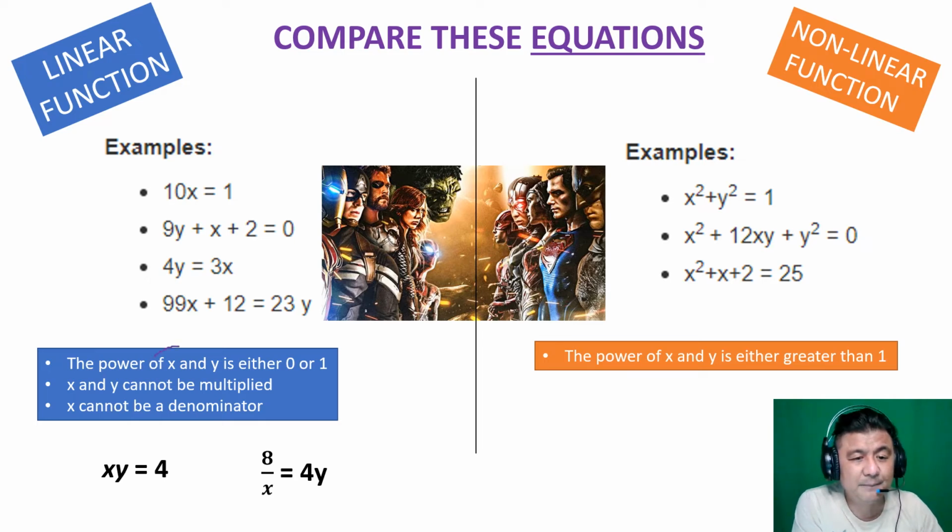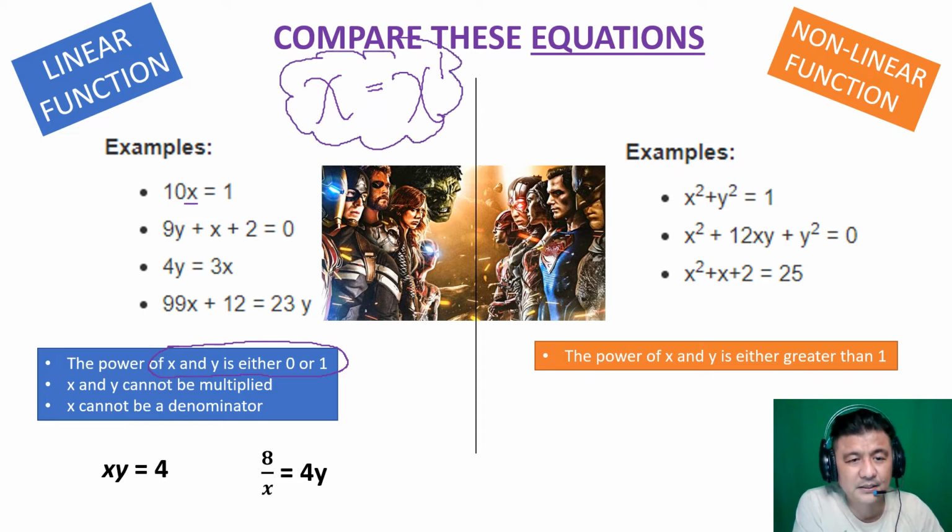Number one, the power of x and y is either 0 or 1. Look at the exponent. Remember, if there is no exponent, it always has an exponent of 1. It's not a 0, it's always a 1. Remember that. Okay, exponent of 1, check. X has an exponent of 1. Exponent of 1, check. Okay, y has an exponent of 1.